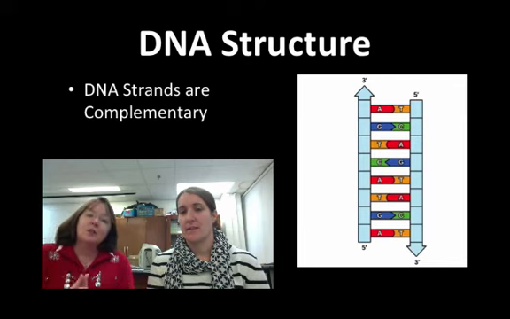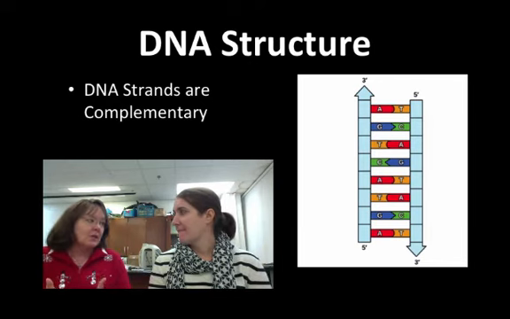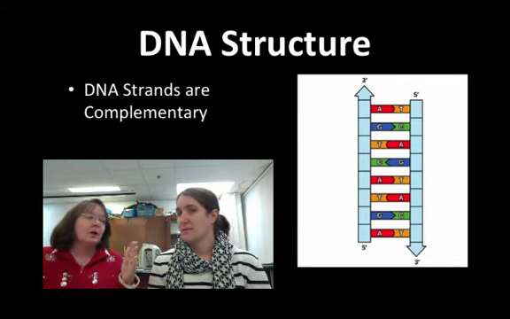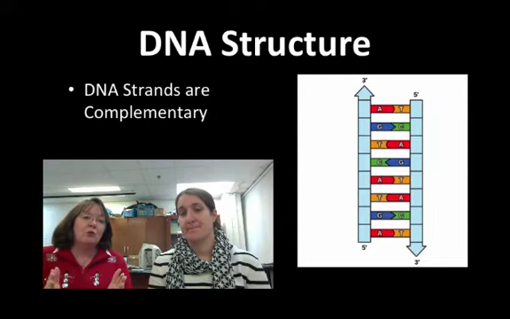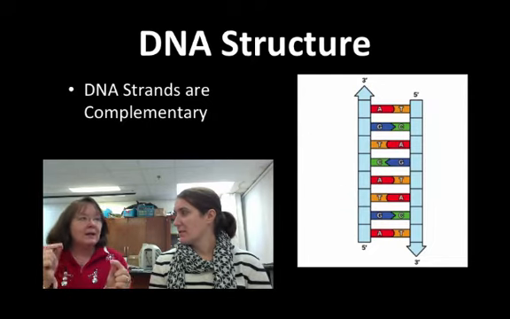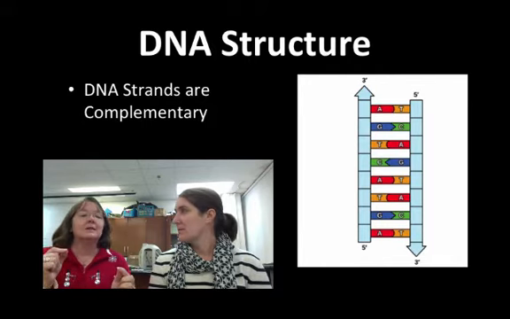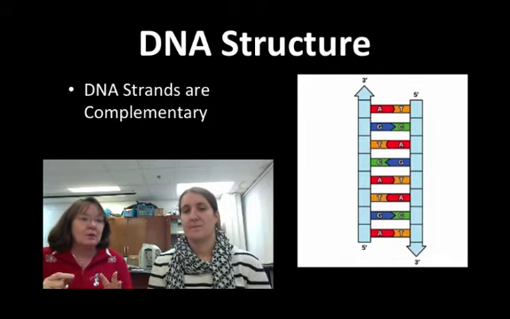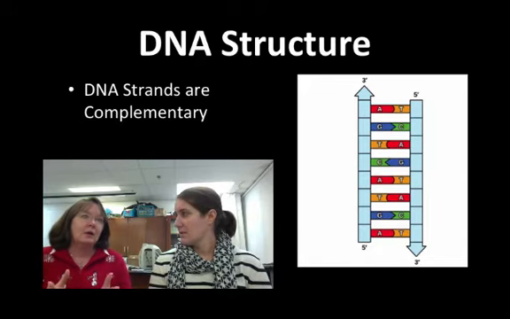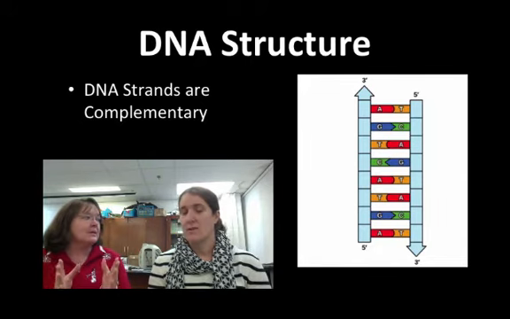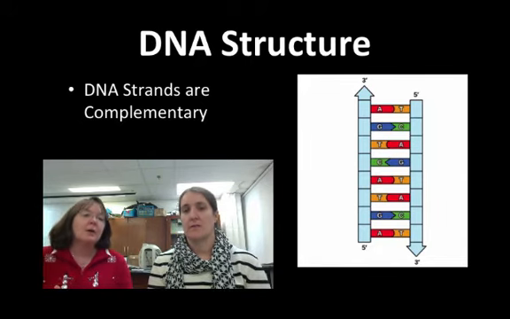Right. But let's also remember that during replication of DNA, the DNA molecule has to be able to split. That's right. It's really important. So between adenine and thymine, there are 2 hydrogen bonds. And between guanine and cytosine, there are 3 hydrogen bonds. So that's one way you can look at the DNA molecule and know what nitrogen bases you have, because you look for those hydrogen bonds. Exactly.